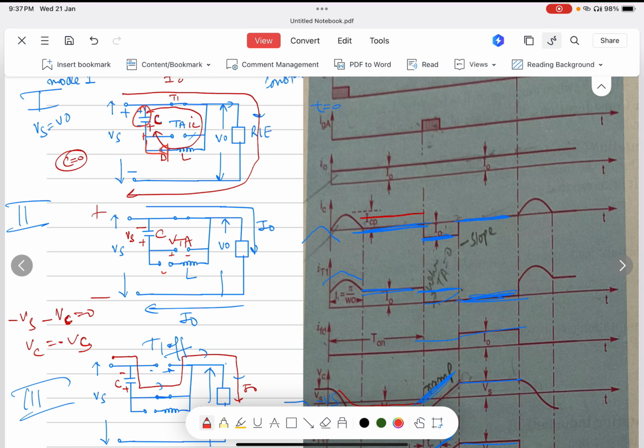So there is no path for current flow. Only one path is available in mode 2, that is, it flows through the load RLE and to the back path. So what happened here?